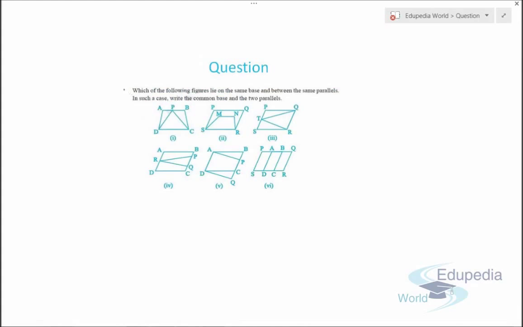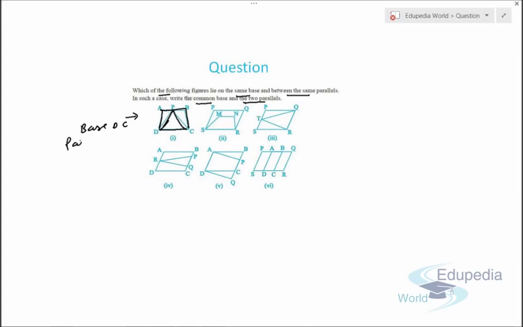Now this question says: which of the following figures lie on the same base and between the same parallel lines? In such cases, write the common base and the two parallel lines. Now if you see the first figure properly, we have a common base DC, and two parallel lines. If this is the figure ABCD and this is the figure DPC, they are between the same parallel lines AB and DC.